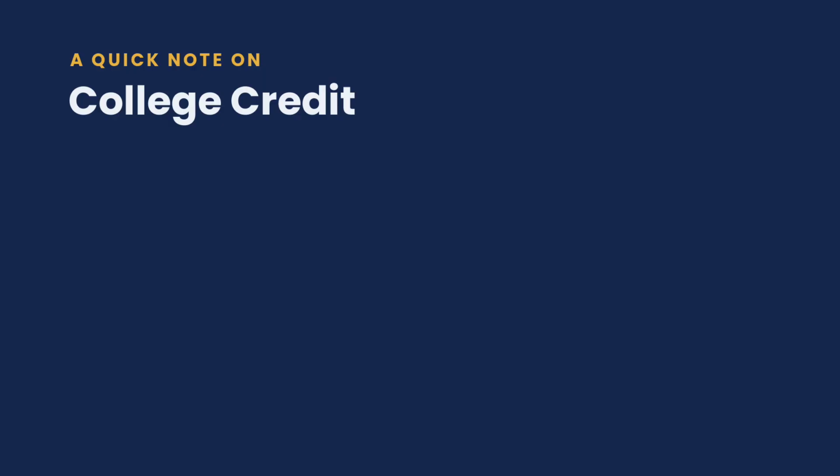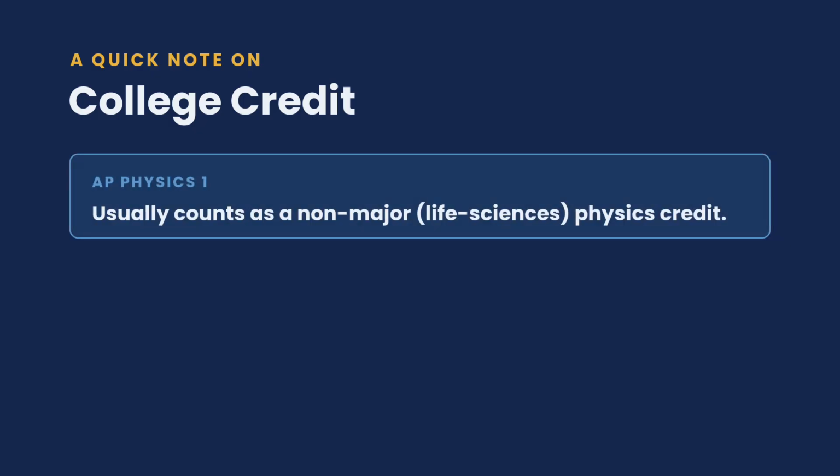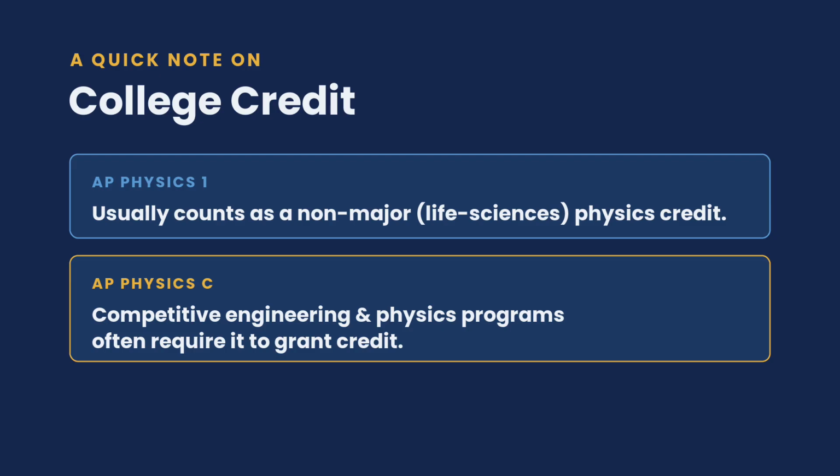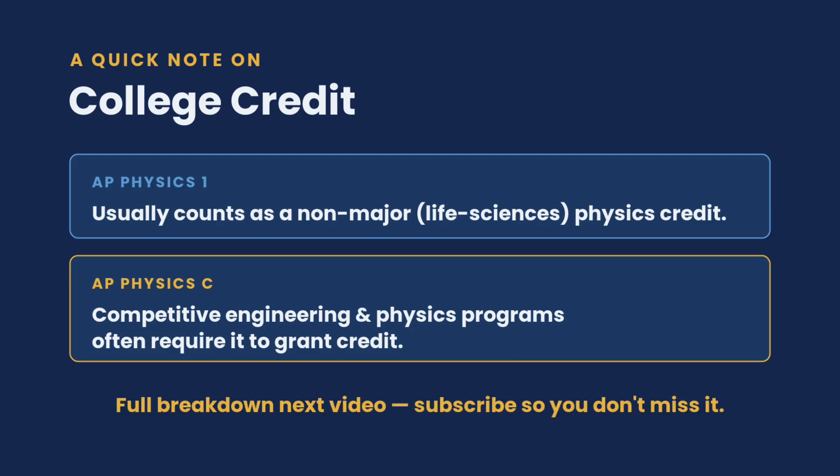Now, there's something I need to say about college credit. Many universities look at AP Physics 1 and 2 as equivalent to a physics course for non-physics majors, like a life sciences physics equivalent. If you really want to skip first year physics, you may need AP Physics C, especially if you're entering a competitive physics or computer sciences type program. My next video will deep dive exactly how colleges award credit.